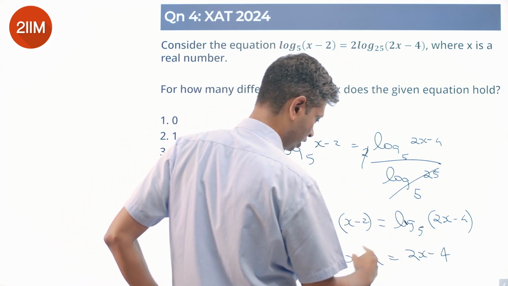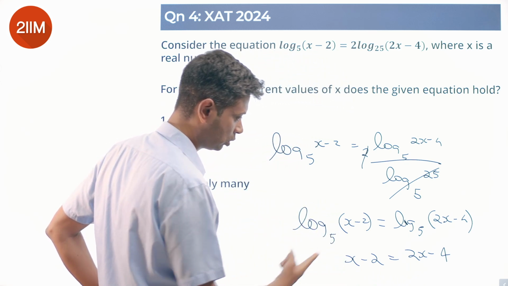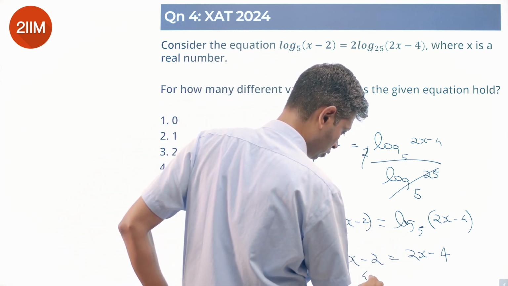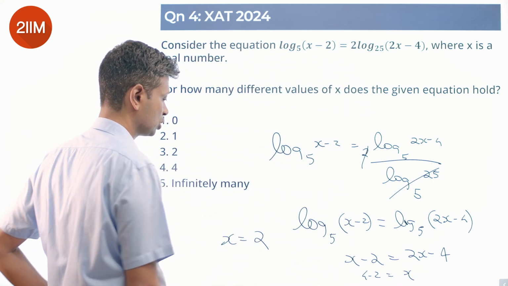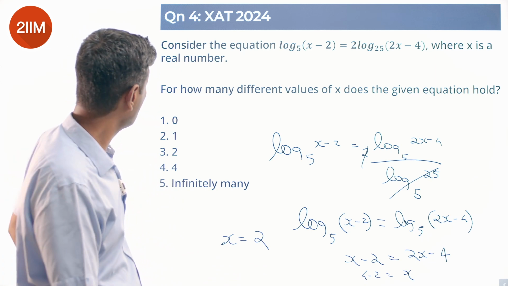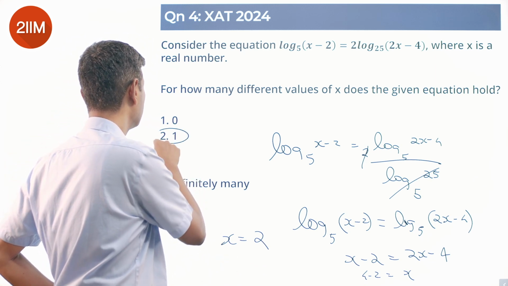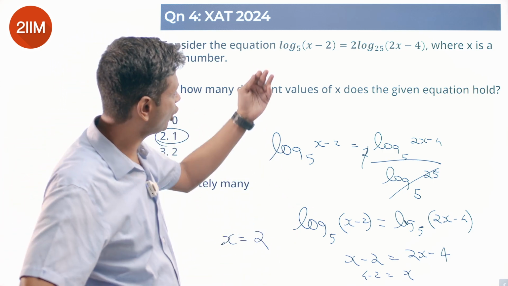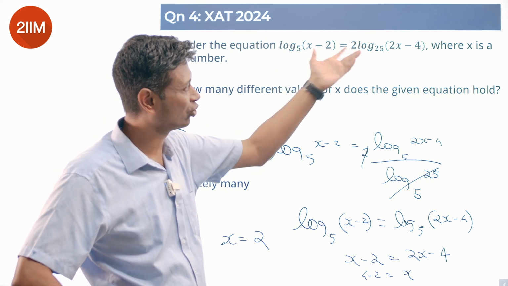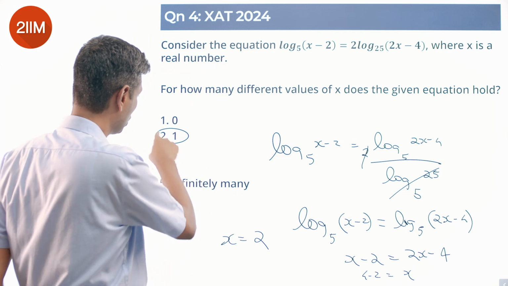This is 2 times that. We bring this to this side. 4 minus 2 is equal to x, or x is equal to 2. It's the only value that works. How many different values of x does the given equation hold? It looks like it should be 1, but it is not. Why is it not? Because if I substitute x equal to 2, I get log 0 is equal to log 0. Log 0 is not defined. X cannot be 2.